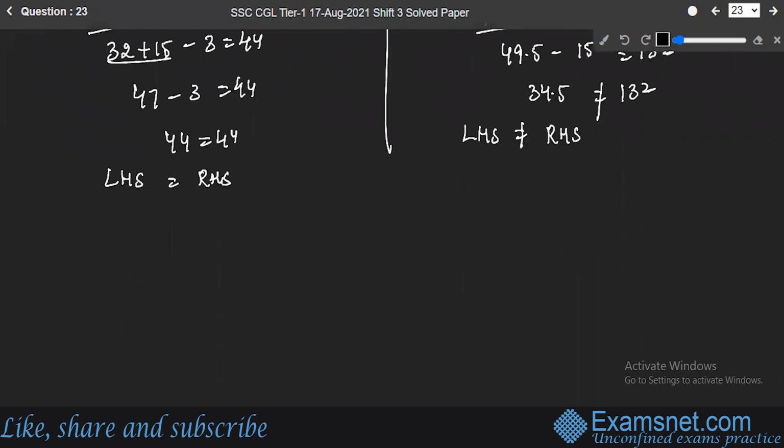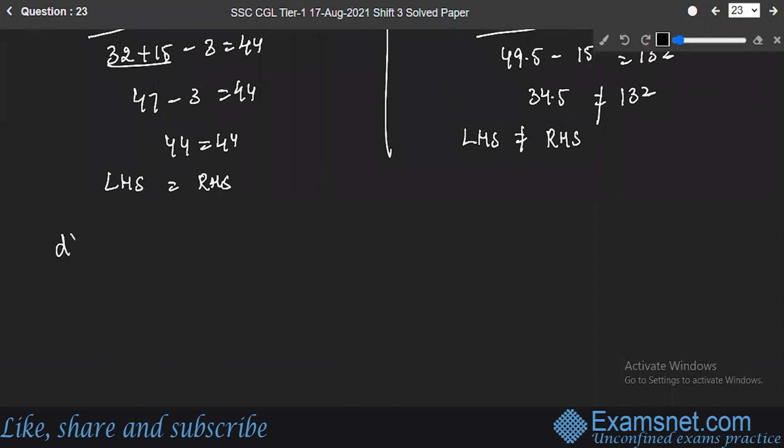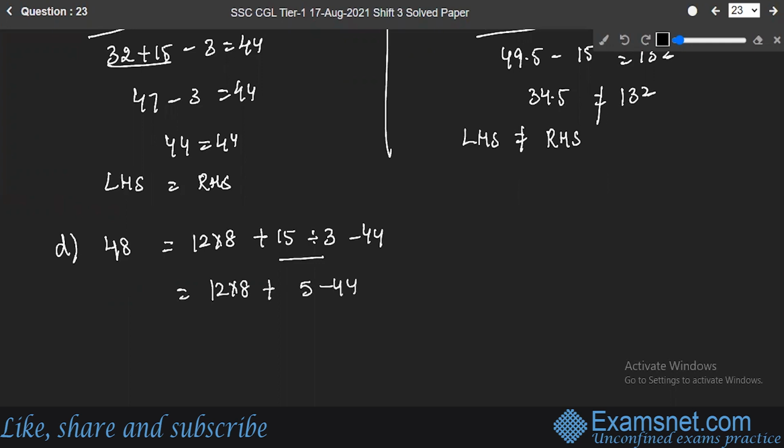Let's move with option D now, the last one. So after filling in all the operators, you will get 48 is equal to 12 into 8 plus 15 divided by 3 minus 44. So first of all, I'll be doing the division. 15 divided by 3 is 5, so 12 multiplied by 8 plus 5 minus 44. This should be equal to 48.